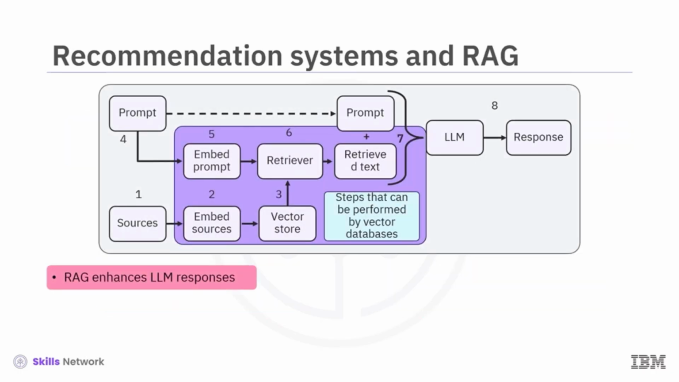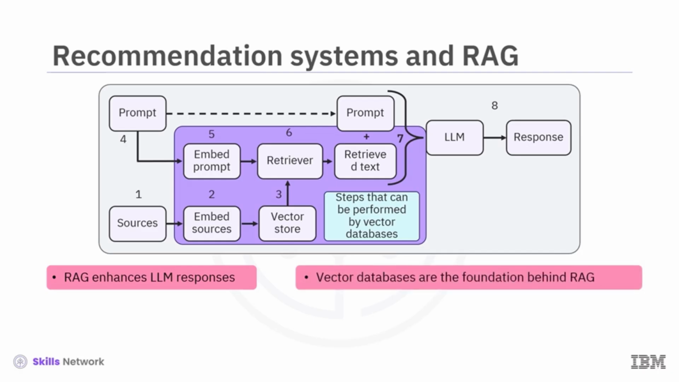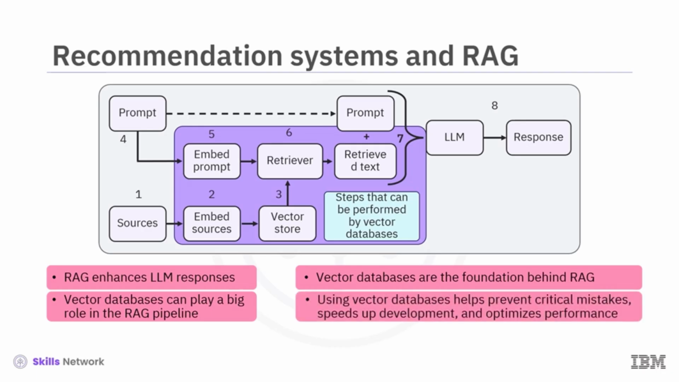RAG enhances LLM response quality by retrieving relevant external information, helping the model generate more accurate and well-supported outputs. Vector databases are the foundation that makes Retrieval-Augmented Generation work. The tasks that vector databases can perform in a RAG pipeline include embedding source documents and user prompts, storing embeddings, retrieving the most relevant matches, and providing the retrieved content for prompt augmentation. Using a vector database for all relevant RAG steps helps prevent critical mistakes, speeds up application development, and optimizes performance.